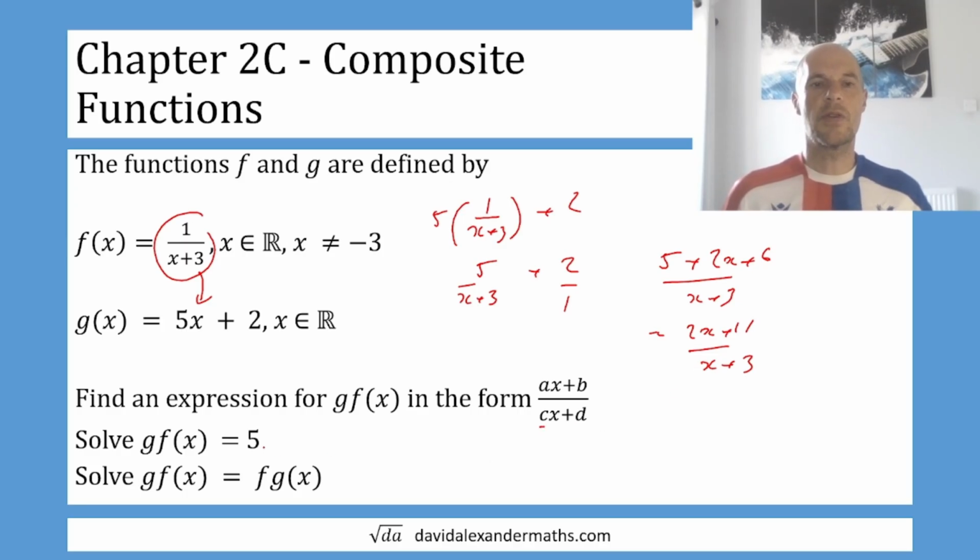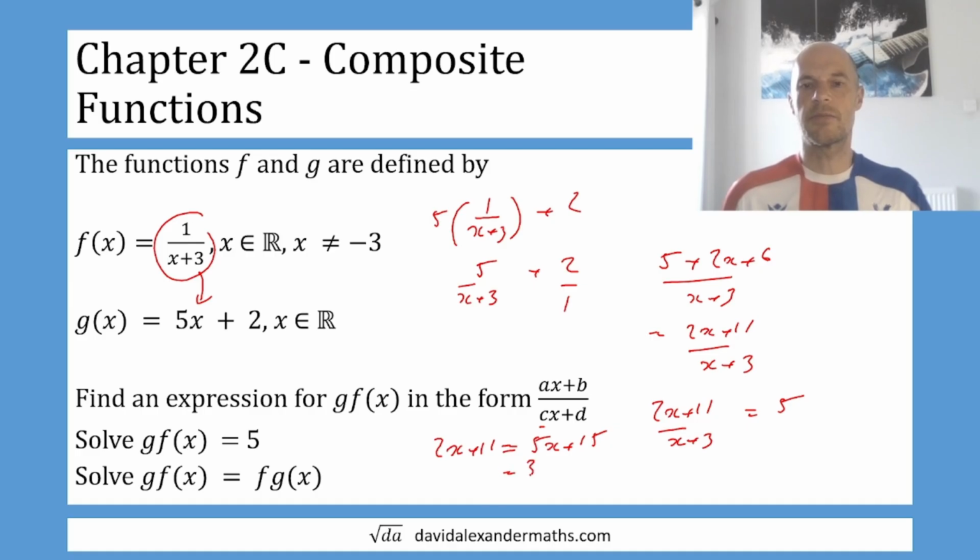So for the next part, we want gf of x, which you've just worked out. We want that to equal 5. So 2x plus 11 over x plus 3 equals 5, multiply through by x plus 3, so that will be 2x plus 11 equals 5x plus 15.